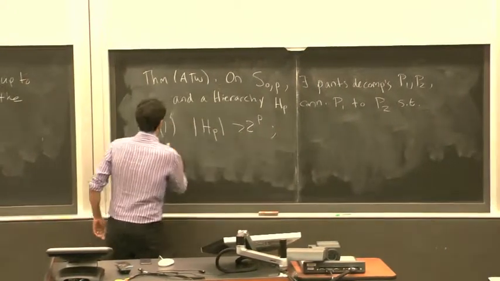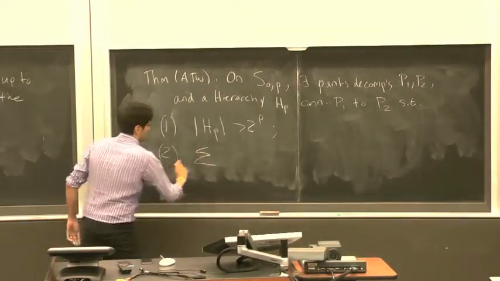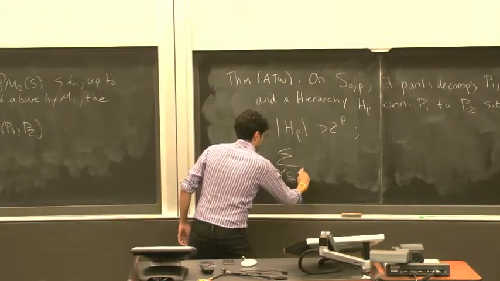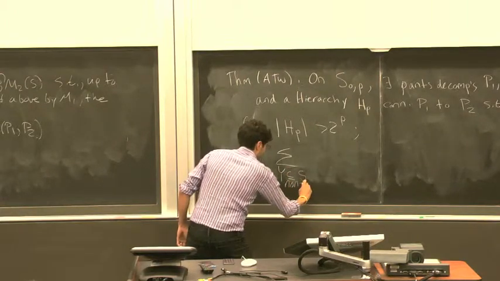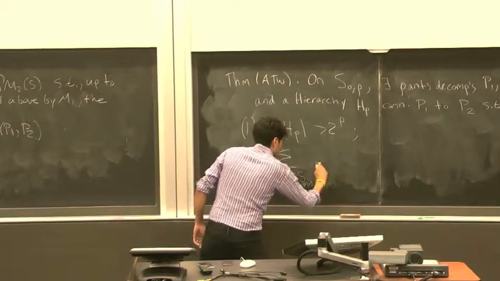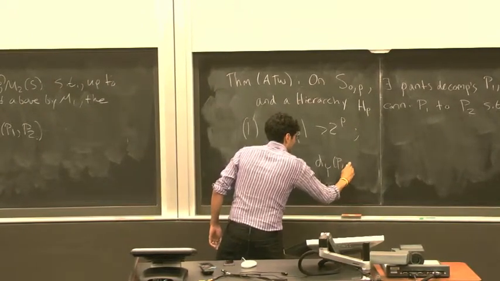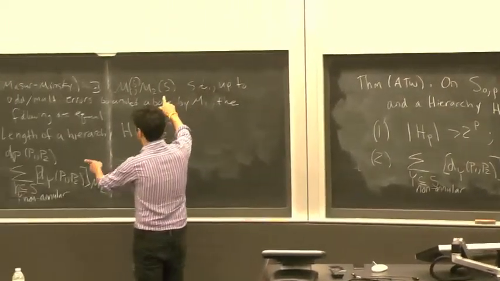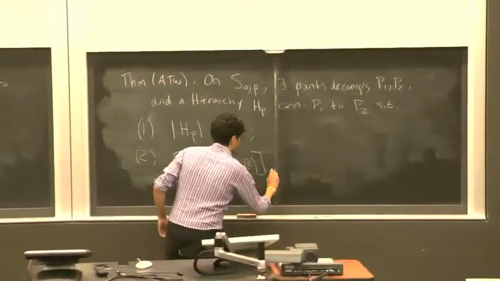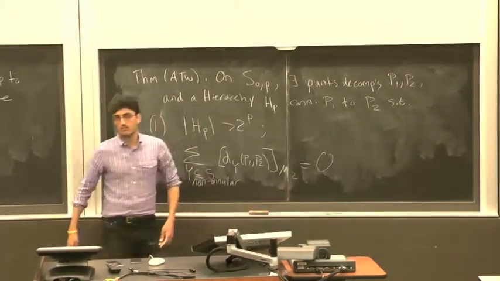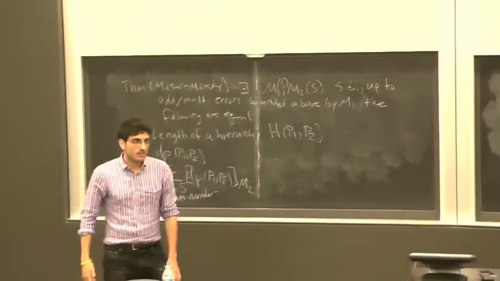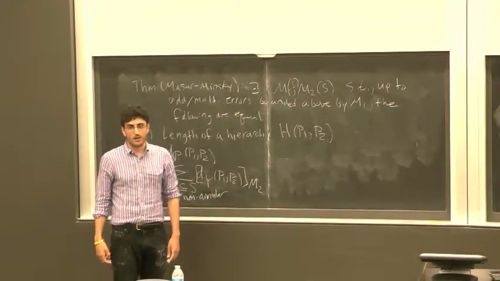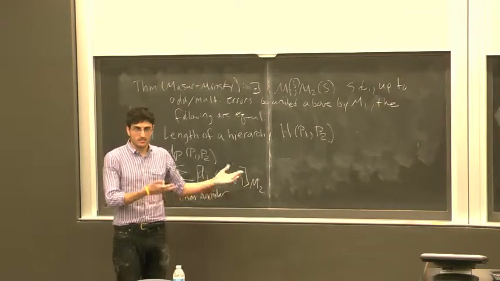The second is that if I look at the non-annular subsurface projections from P1 to P2, the distance from P1 to P2 is below the threshold, which I called M2, and this is 0. Okay? So despite the fact that the hierarchy is very, very long, there are no subsurface projections that are big enough to be picked up by the sum formula.